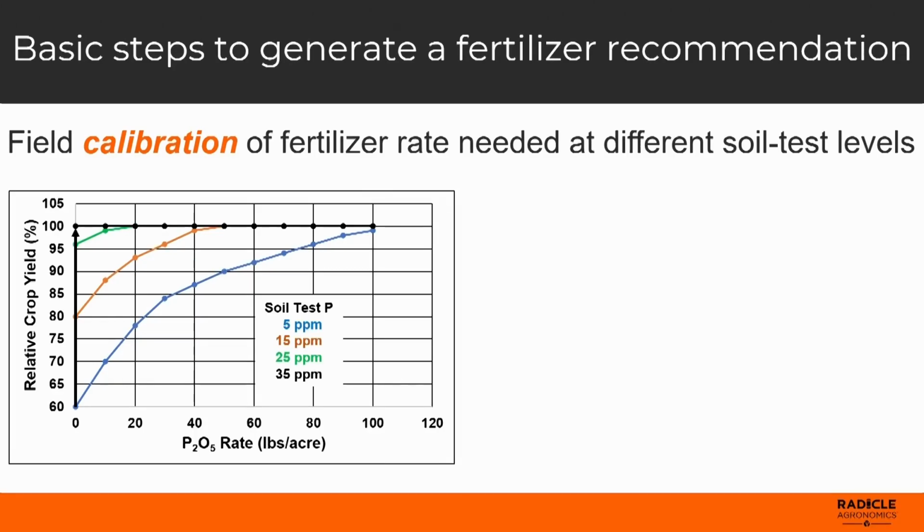So my rate would be 0 there. Now, let's say I'm at 25 parts per million. Well, I get a little bit of a yield boost to that first increment of fertilizer, but it just kind of shuts off. And so now I'm at 20 pounds, right? 20 pounds is less than crop removal, so I'm going to probably be back in my soil test level up.